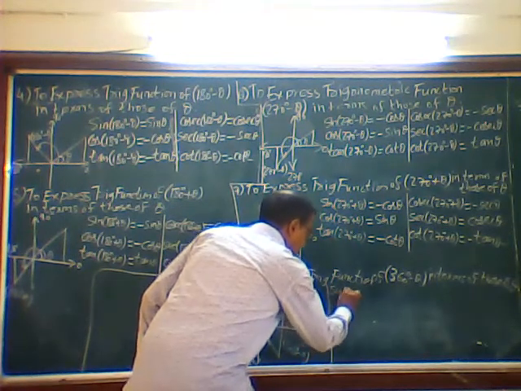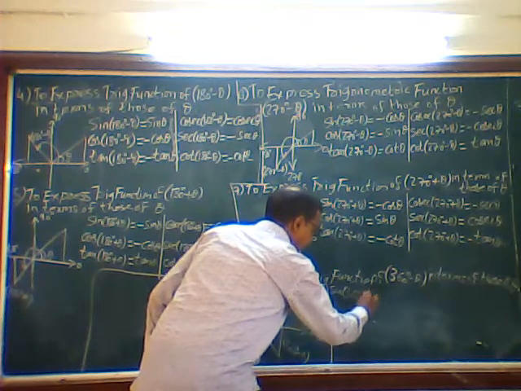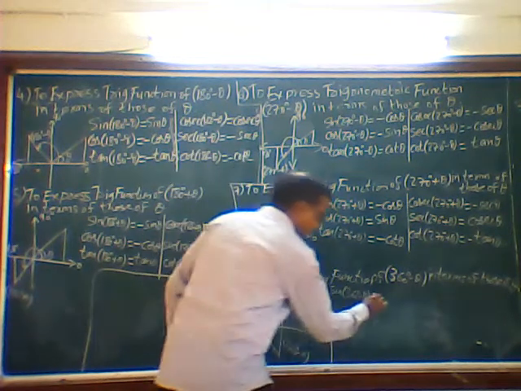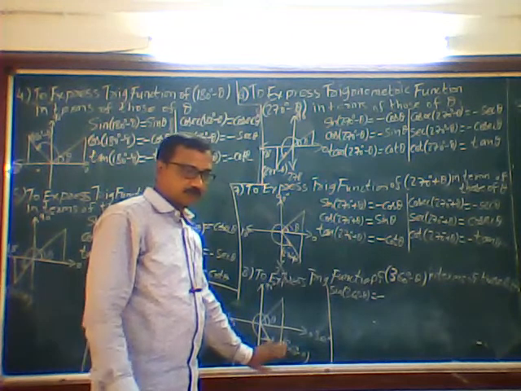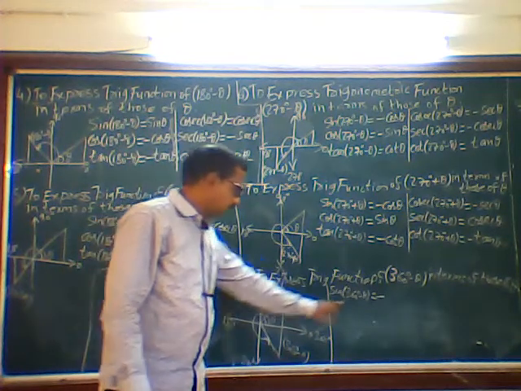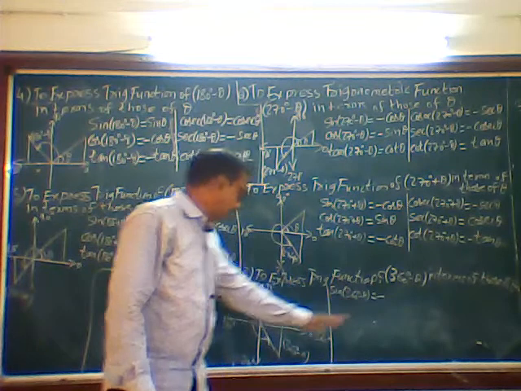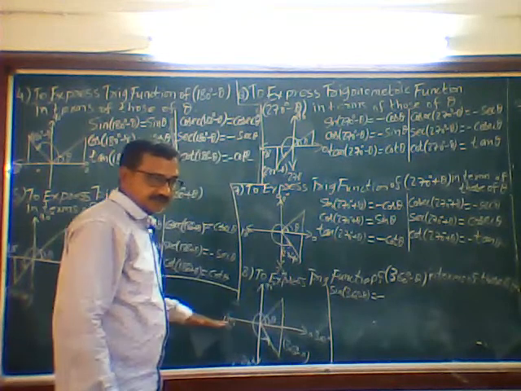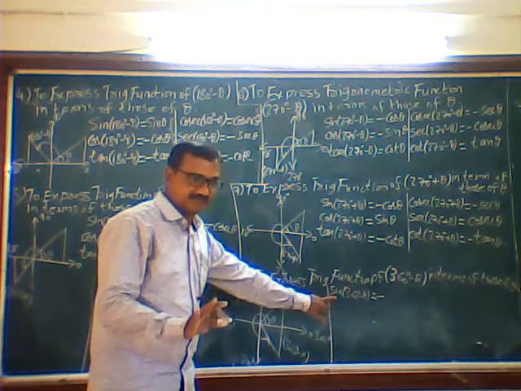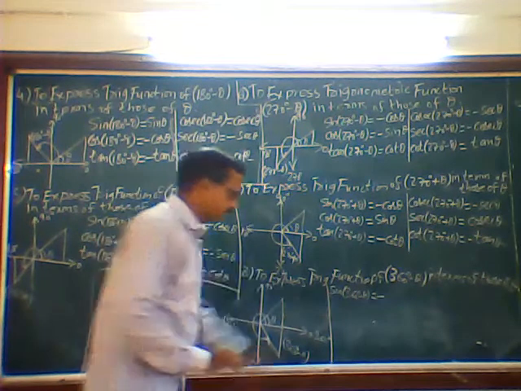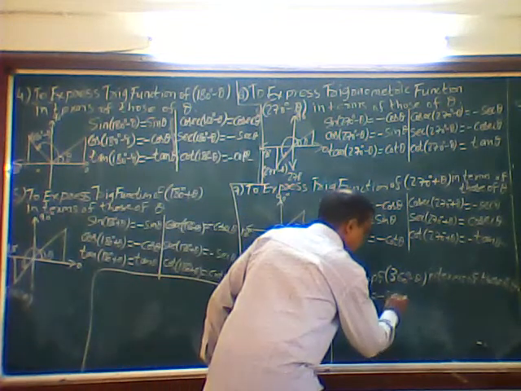Sine of 360 degree minus theta. In the fourth quadrant sine is negative. I have followed the quadrant. Then ask the question: 360, where does it lie? X-axis. The original trigonometric ratio is sine. It remains sine, the same only. It has not changed. Minus sine theta.